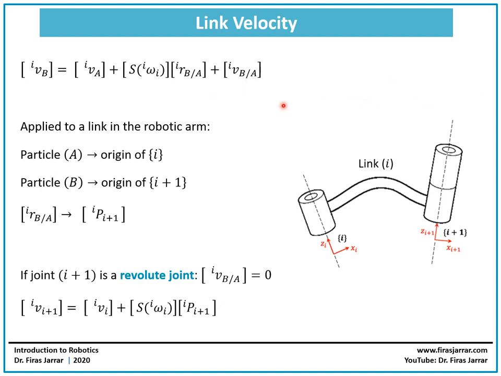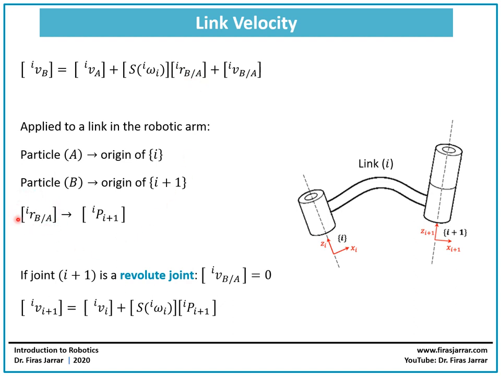Now, instead of having these two particles just wandering around independent from each other, we would assume that particle A is attached and moving with the origin of frame I, and particle B is also attached and moving with the origin of frame I plus 1. In other words, A can become I and B can become I plus 1. So you can see in this equation now, B becomes I plus 1, A becomes I.